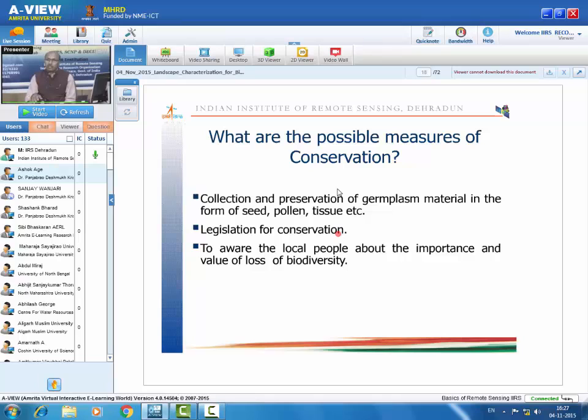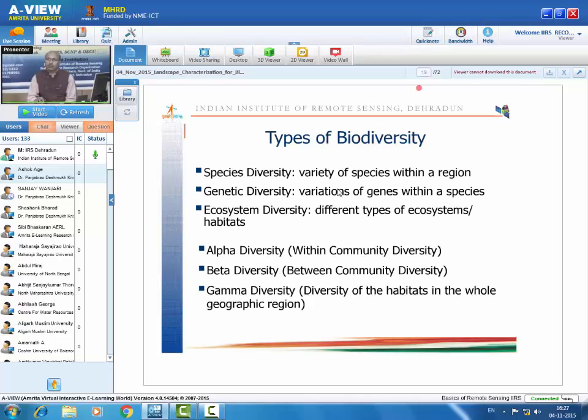We need to have legislation. Of course, strong laws are required for the conservation because ours is a very densely populated country, and it's very difficult for the forest department to go everywhere and do the policing. So very tough legislation is required. We do something, but still a lot of things can be done, and awareness at the local level is very important. So let me just tell you what type of biodiversity we are talking about.